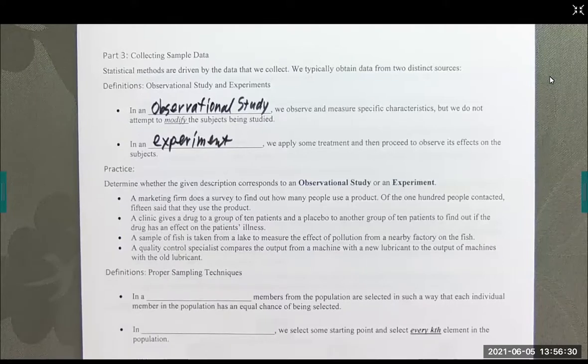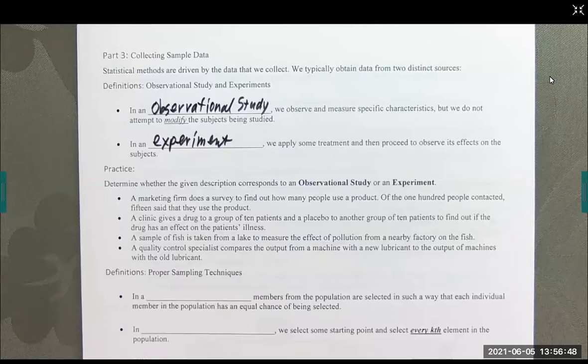The example that I usually give in class for an observational study would be, let's say I set up some cameras in my classroom and didn't tell anyone, and I wanted to do a study to see who checked their cell phone more often, men or women, something like that. And the students wouldn't even know that it was being done.